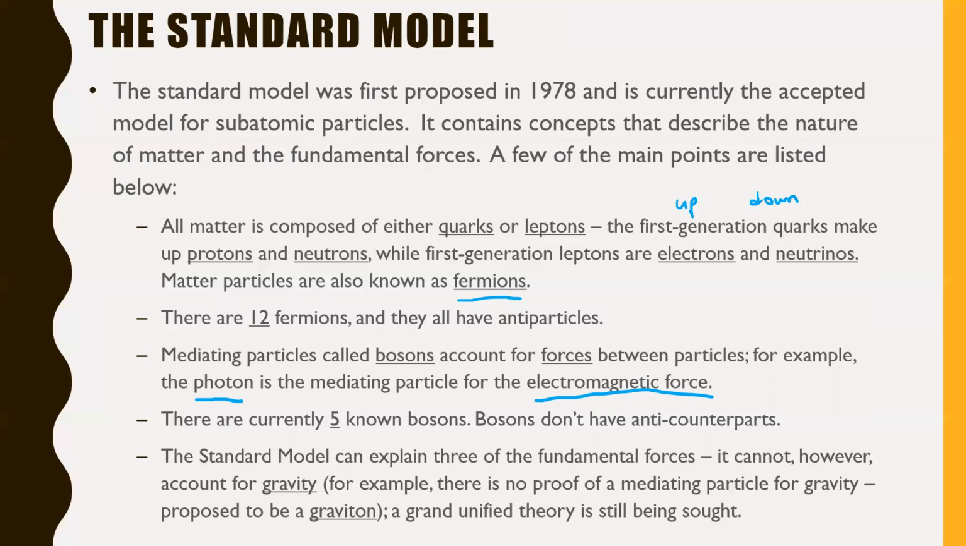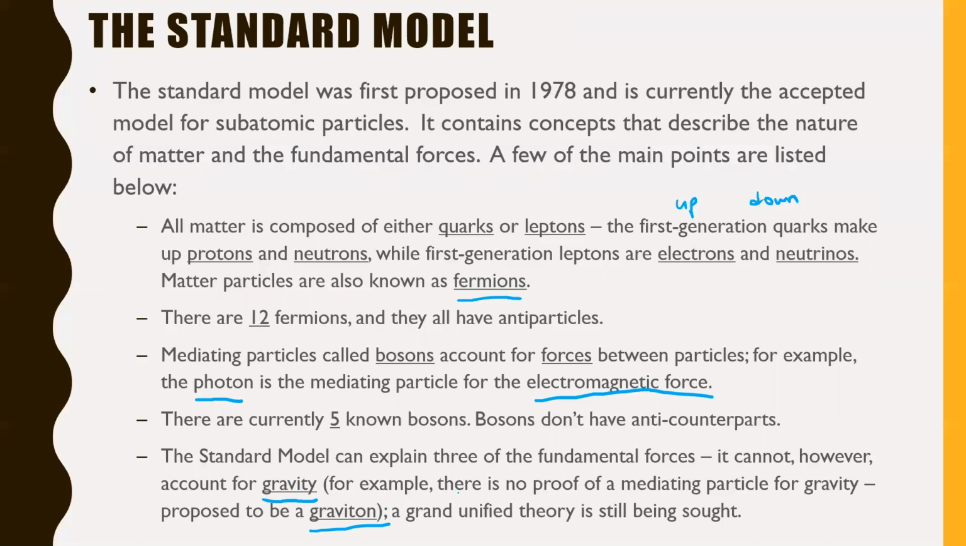Now the standard model can explain 3 of the fundamental forces. Those 3 fundamental forces are the strong nuclear force, the weak nuclear force, and the electromagnetic force. It cannot, however, account for gravity. Gravity is not something that we have been able to explain using this standard model quite yet. There's no proof of a mediating particle, a boson, for gravity, but they have proposed one. They call it a graviton, but there is no proof right now that a graviton even exists. There might be, but we're not there yet.